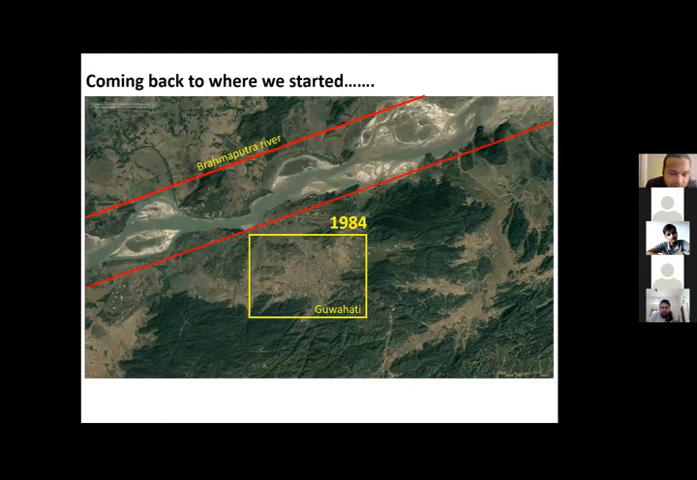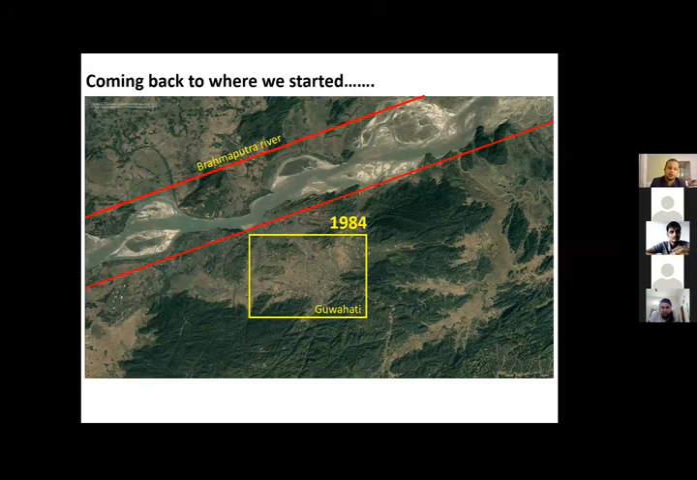So I told you to have a look at the slide that I started with. It was the Brahmaputra River going across the city of Guwahati. So this is Guwahati in 1984. I would like you to pay attention along the river. This is the Brahmaputra River, and also keep an eye on the box here, which is Guwahati city, and see how it has changed over time. It was quite fascinating to see how things change in nature.